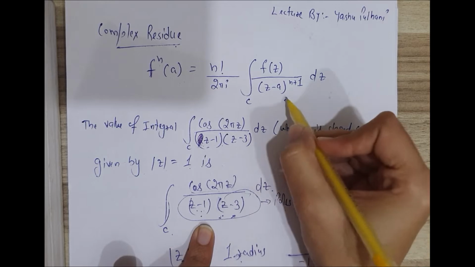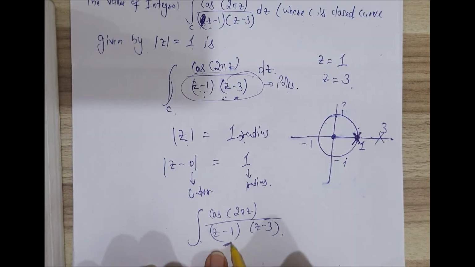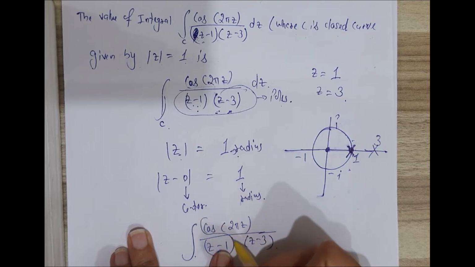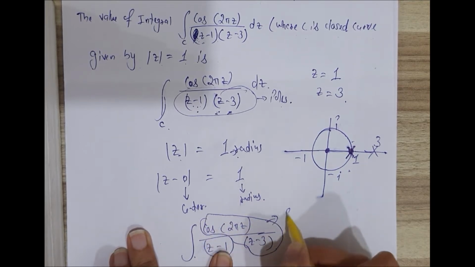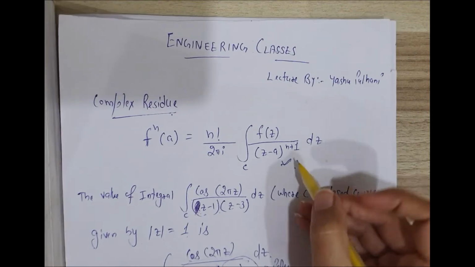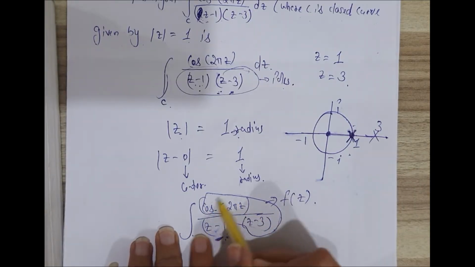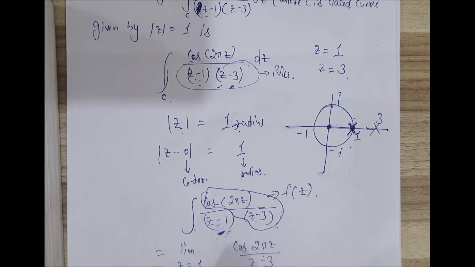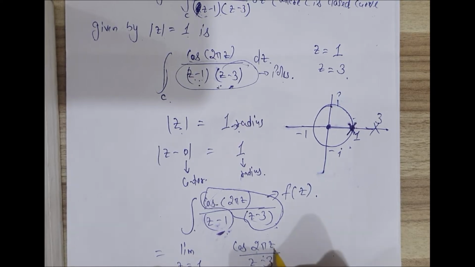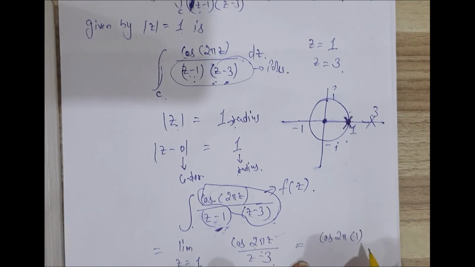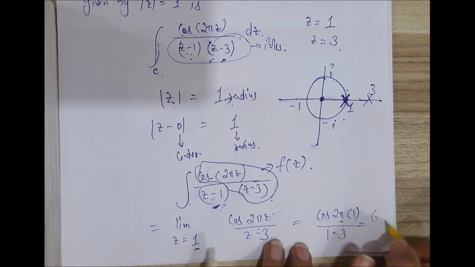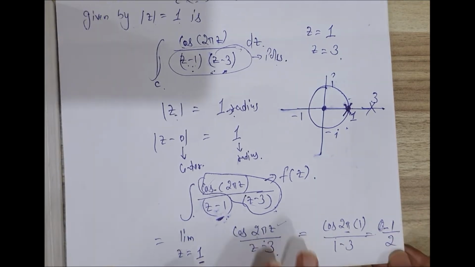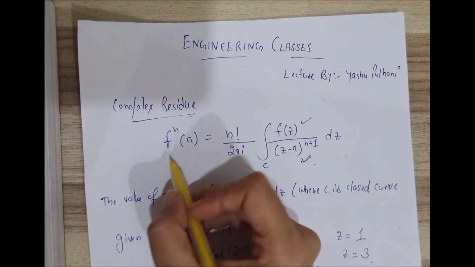Now compare this with the standard formula. Here z minus 1 lies in the circle. Except z minus 1, everything is f(z). This comes out to be f(z). Now write f(z) here and put this value of z in this f(z). Cos 2 pi is 1, so write it as 1. Now minus 1 by 2 comes out to be f(a).